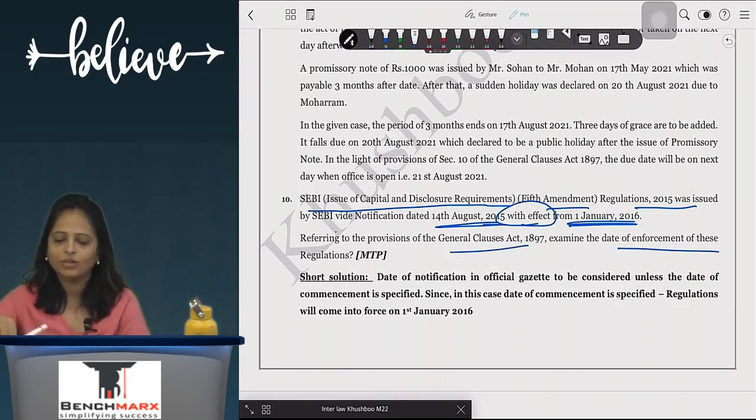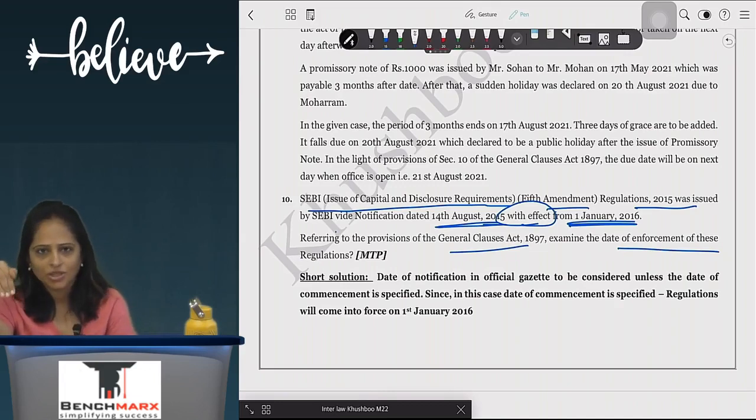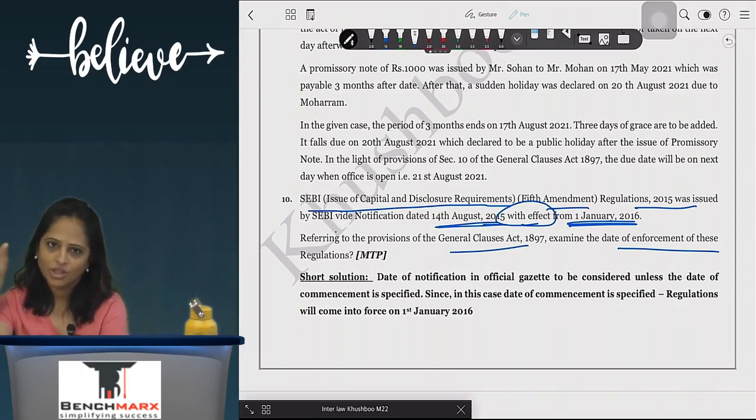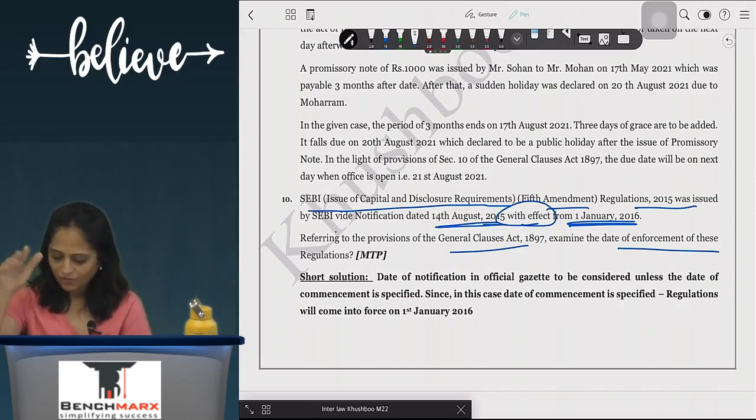So, you have to say that normally it is the date when it has been published in the official gazette, but sometimes the act will provide you the date on which it will come into force. So, if the commencement date is given, then the commencement date, if not the date of publication in official gazette. So, in this case it will be 1st of Jan.